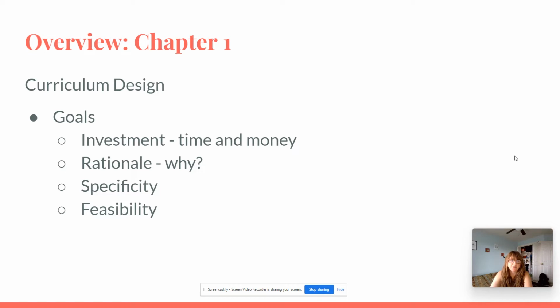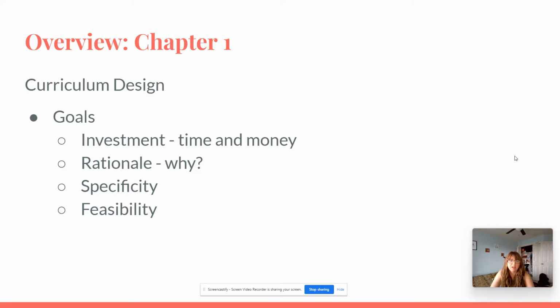So the first one was identifying goals. If your task was to come up with a new curriculum, the first thing you want to do is define some goals. Those are learning goals. Some things to think about: investment, so time and money. How much time do you have to design this new curriculum? What are your resources?